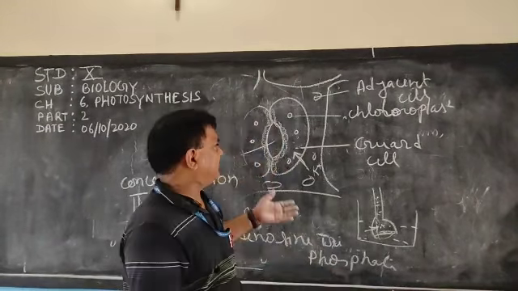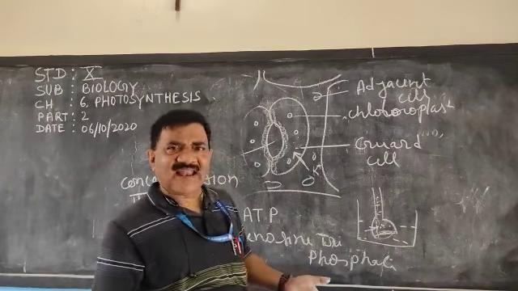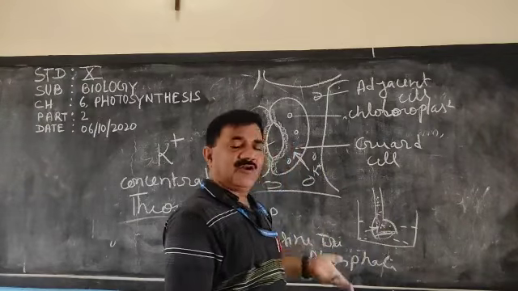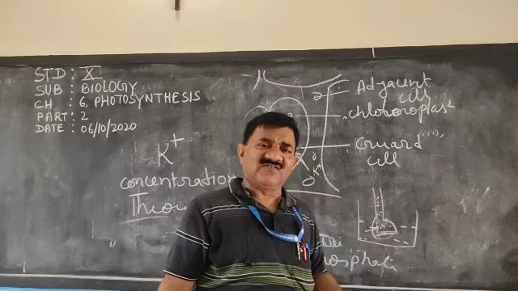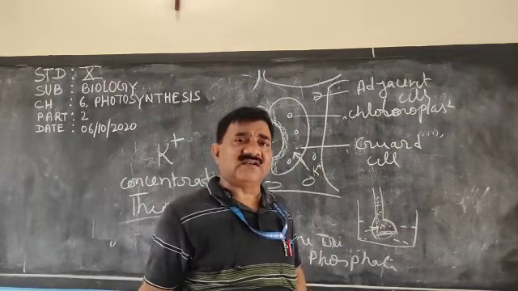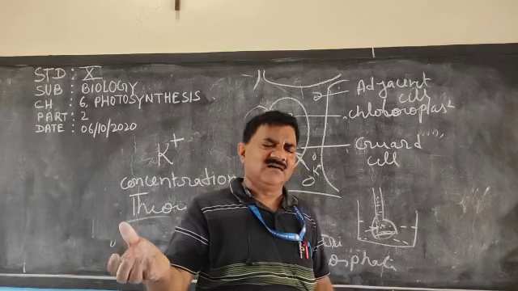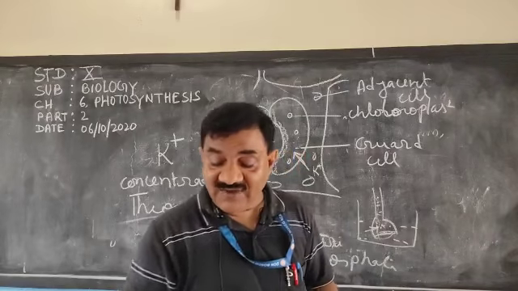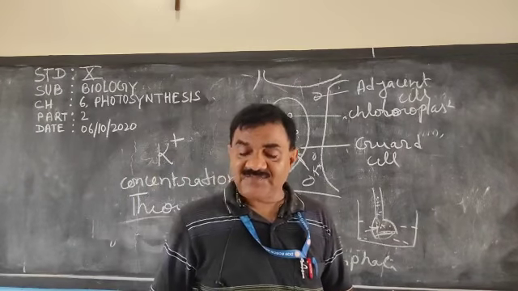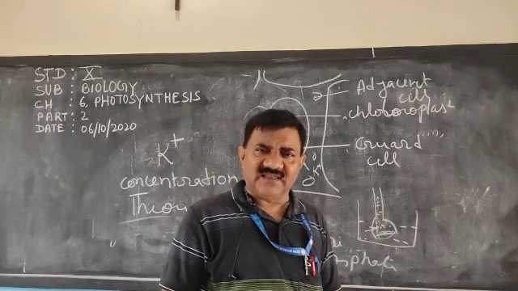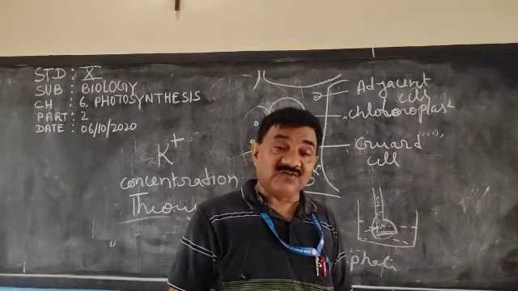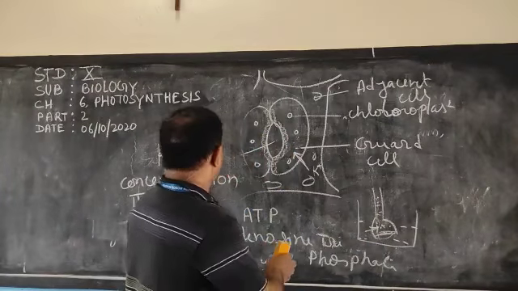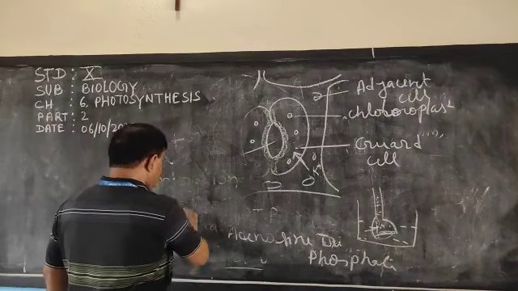Just the reverse process takes place during night time. During night time, the chloroplast will not do photosynthesis, so ATP will not be formed, and when ATP is not formed, the guard cell will lose turgidity and the stomata will close. So that part is clear. We have also discussed that this chloroplast is present in the mesophyll cell, and for photosynthesis, carbon dioxide is required. By diffusion, the carbon dioxide enters the chloroplast.